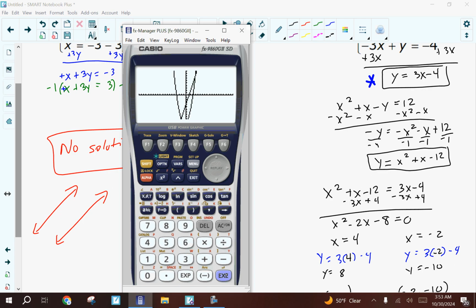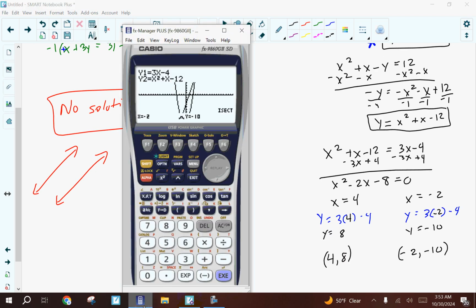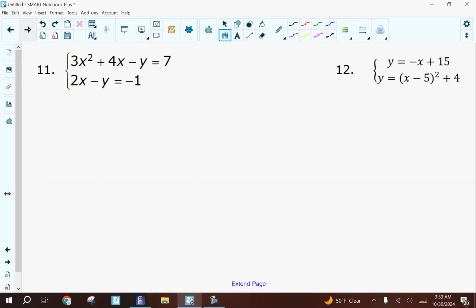Graph both of them. We hit G-solve, F5 again. So (-2, -10) is one of them, and then the second one is at 4, 8. So that checks out.